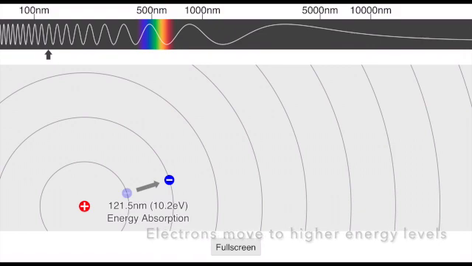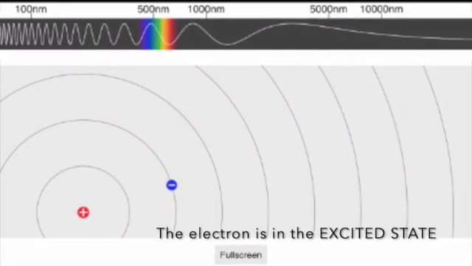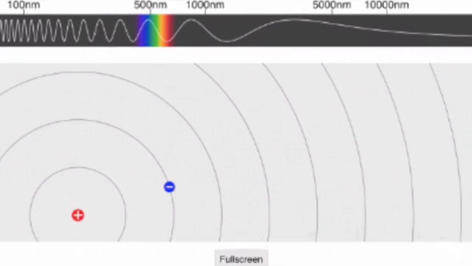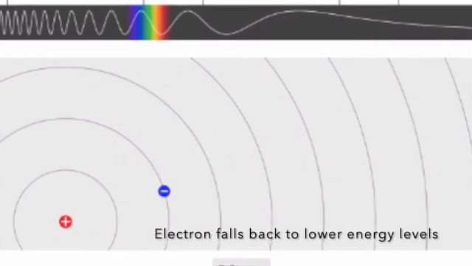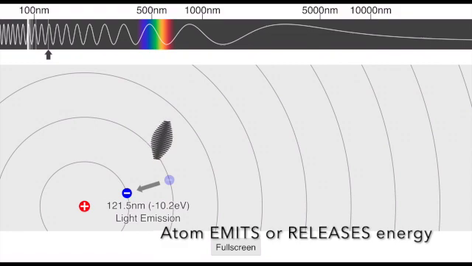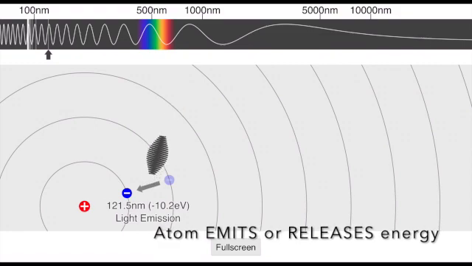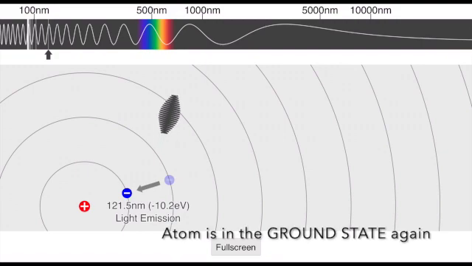Like here you see it absorbed 121.5 nanometers, and you see the arrow up above, that's in the part that's higher energy than what we can see. The electron is now in the excited state in the second energy level. But without a constant input of energy, the electron will fall back to the ground state and release energy. It releases the exact same amount of energy. So this is representing an invisible wave of energy there.